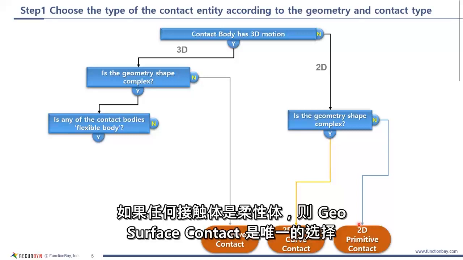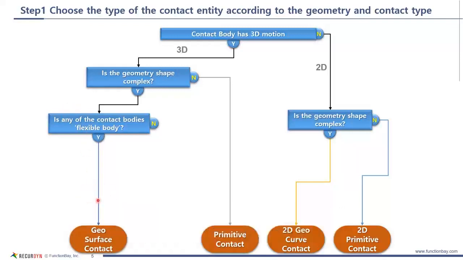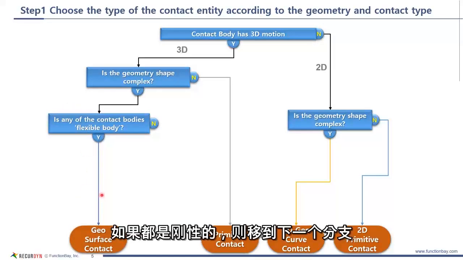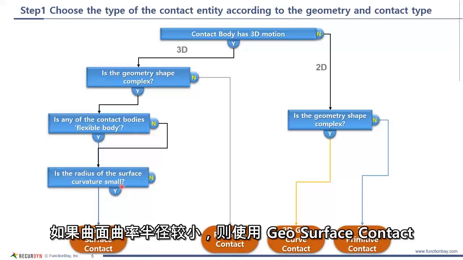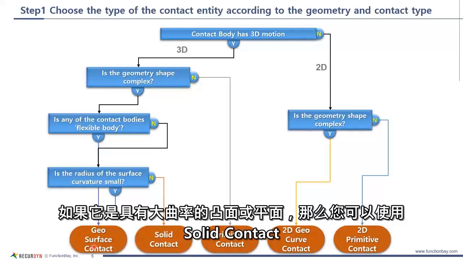If any of the contact bodies is a flexible body, then geosurface contact is the only option. If both of them are rigid, then move to the next branch. If the radius of the surface curvature is small, then use geosurface contact. If it is a convex or flat surface with large curvature, then you can use solid contact.